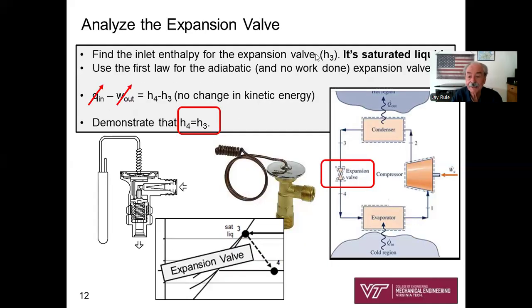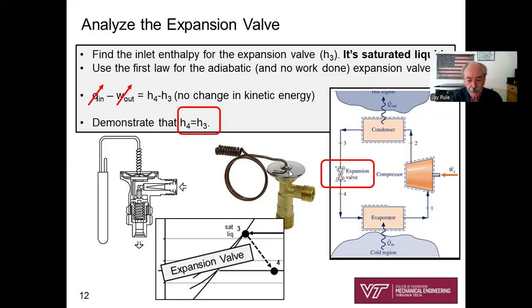We are going to move to the expansion valve. So we're going to skip the condenser and move to the expansion valve. We will write the first law for the expansion valve. In the problem statement, it said state 3 is saturated liquid. That's going to be easy. We know the pressure at state 3. H3 is simply going to be H sub F at P3, which equals P2. That's easy.